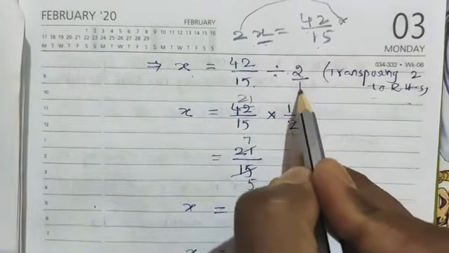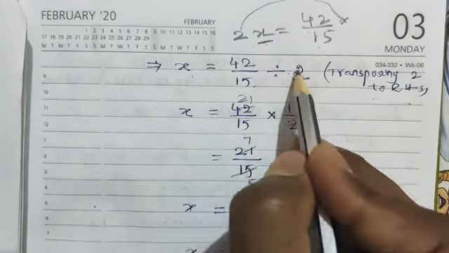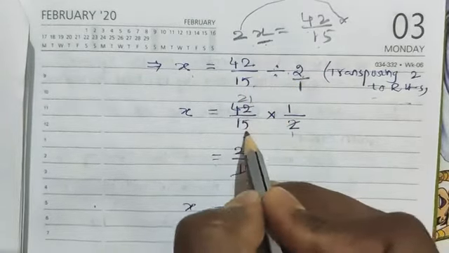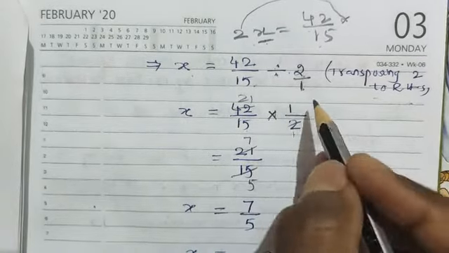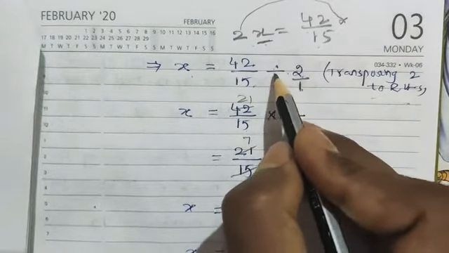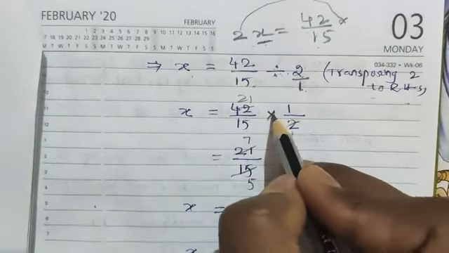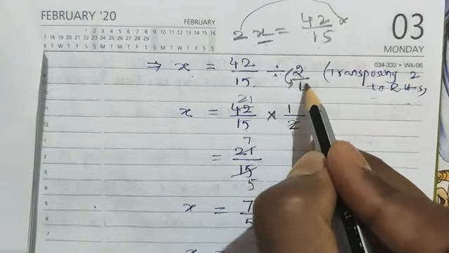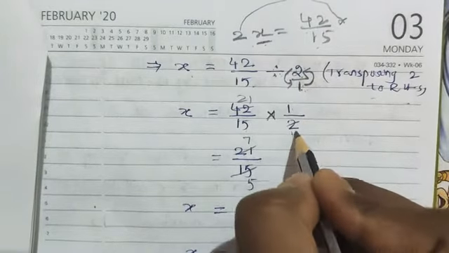2 can be written as 2 by 1. We cannot divide easily one fraction with another fraction, but we can multiply easily. So what we are doing, 42 by 15 as usual, division opposite is multiplication. 2 by 1 opposite is 1 by 2. The opposite of a fraction is nothing but the multiplicative inverse. We are not dividing with 2 by 1, but we are multiplying. Numerator will become denominator, denominator will become numerator. So 2 by 1 will become 1 by 2 only.